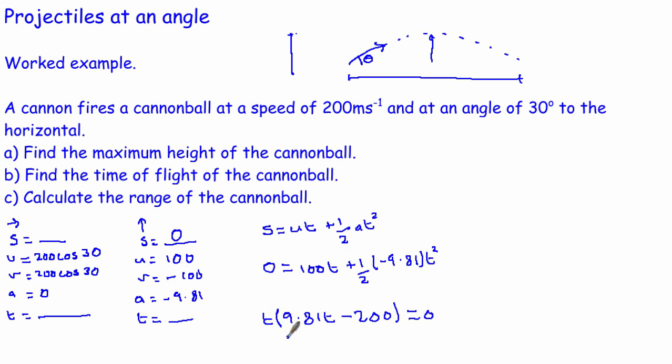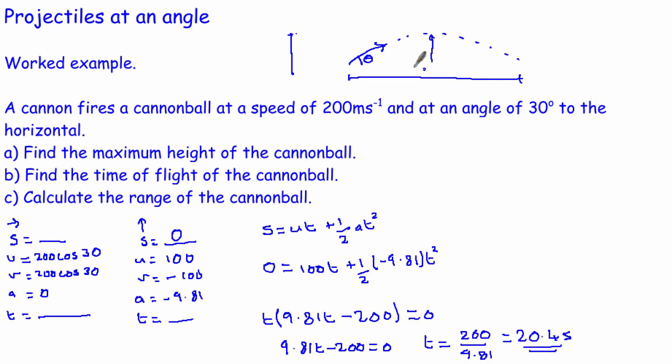If we look inside the bracket, in order for this to be true, 9.81 t minus 200 would also have to equal 0, because then I'd have t multiplied by this bit in brackets, which is equal to 0. So now I've got a really nice simple equation that I can solve. I end up with t equals, so I add 200 to both sides and divide by 9.81, and if I do that on my calculator, I end up with basically 20.4 seconds.